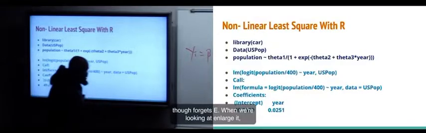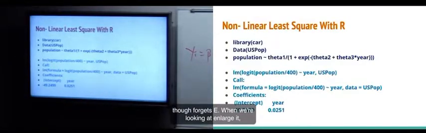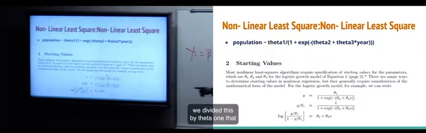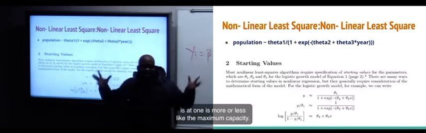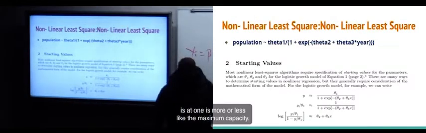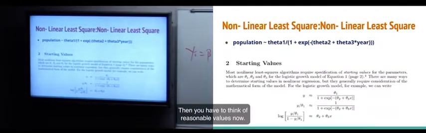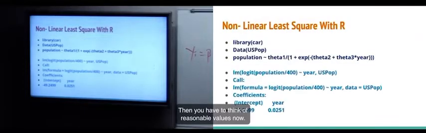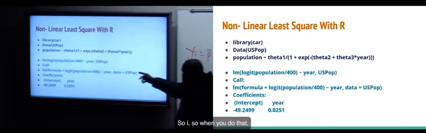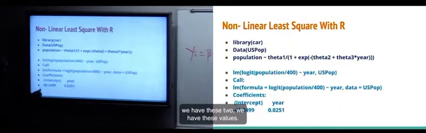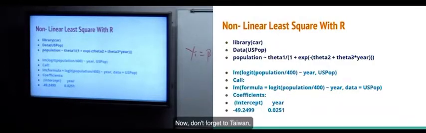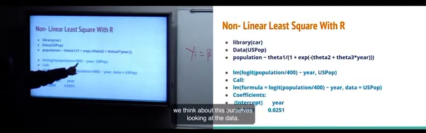Don't forget, when we're looking at the logic, we divided this by theta 1. That theta 1 is more or less like the maximum capacity. You get what I mean? Then you have to think of reasonable values. That's why, when you do that, we have these values now. Don't forget, theta 1, we think about this ourselves, looking at the data.